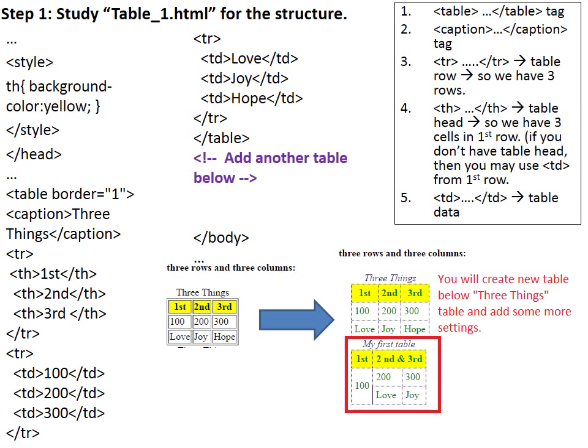You have 3 cells in the first row. If you don't want to use the table head, then you may use TD from the first row. TD is table data. It is each cell. In the second row, there are 3 cells. In the third row, there are 3 cells.